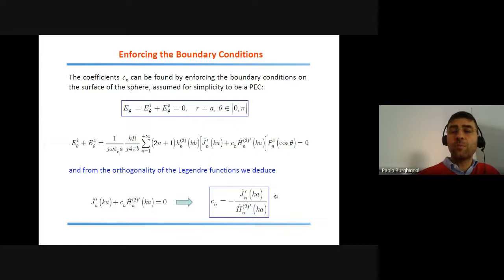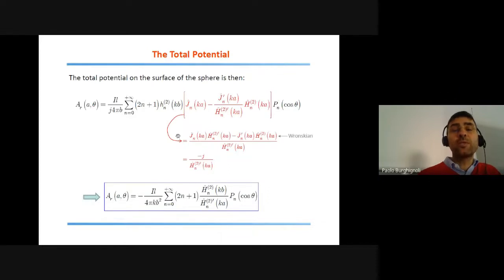So a ratio between two derivatives of the Bessel function J and the Hankel function H, with a minus sign in front of it. Once you have this expression, you can feed it back into the expression for the total potential, which is the sum of the incident and scattered potential. If you do so, the final coefficient, that is the red part, can be written as a single ratio in which the numerator has the form of a Wronskian, and by elementary properties of the modified Bessel functions, we find that this Wronskian is equal to the constant minus J.